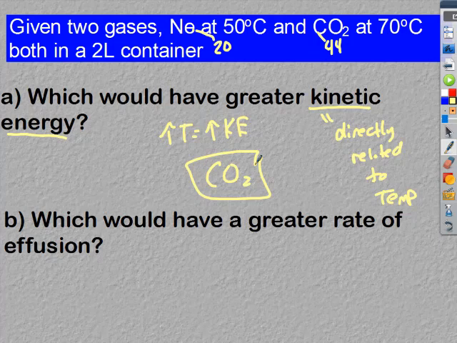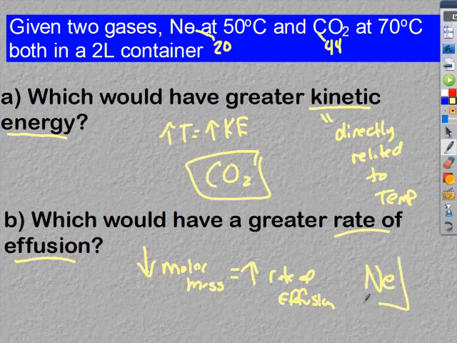For rate of effusion, we're looking at molar masses. The smaller the molar mass, the greater the rate of effusion. Since neon has a molar mass of 20 and CO2 is 44 grams per mole, neon has the greater rate of effusion.